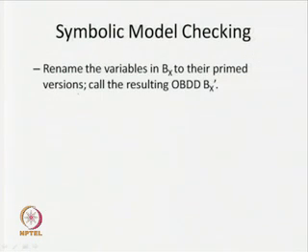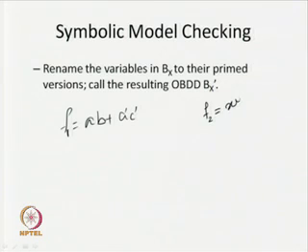Now, rename the variables in Bx to their primed versions. What happens if I give you a function, say f1 equal to ab plus a dash c dash? Now, if I write another function, f2, equal to xy plus x bar z bar, where bar is basically the negation.